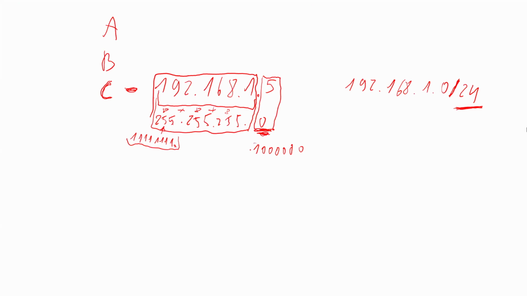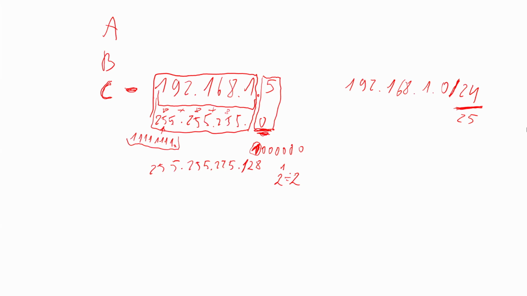And if we take 1 more bit here, our subnet mask will be 255.255.255.128. In this case, this 24 will be 25. It means that we have 25 ones. So if we take this 1 bit, it means that we can divide this network into 2 subnets. If we take 2 to the power of 1, we have 2 subnets.